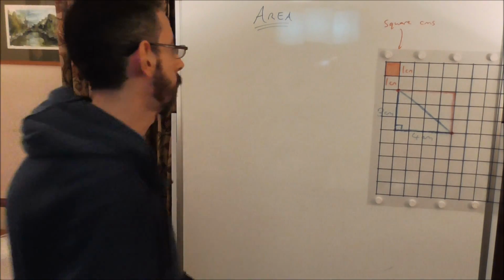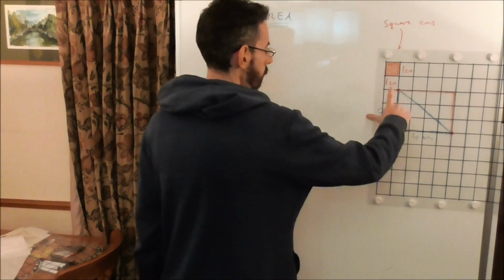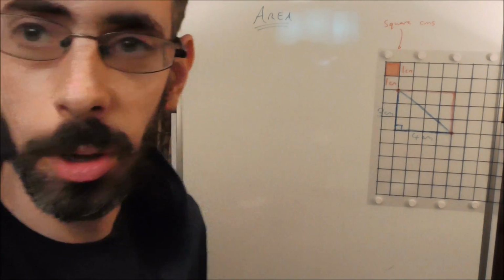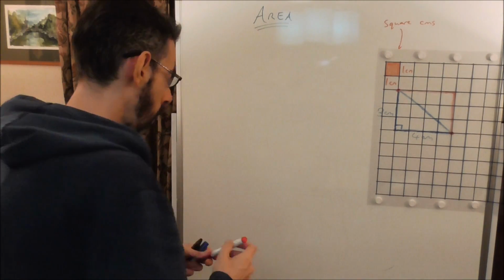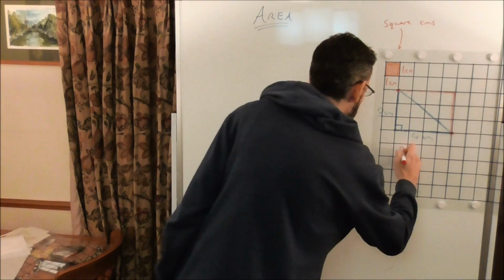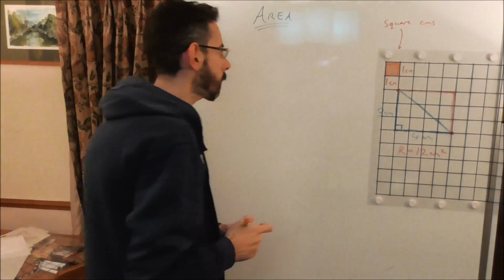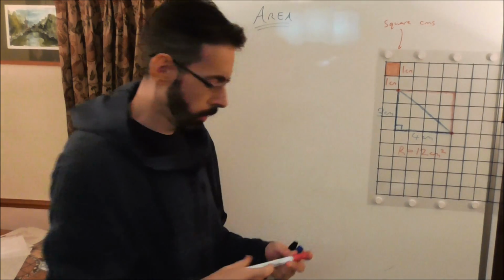So the sides of the rectangle are just 4 and 3. So the area of the rectangle is just going to be length times width, 4 times 3, which is 12. So the rectangle has an area of 12 square centimetres. Covers 12 of these squares.